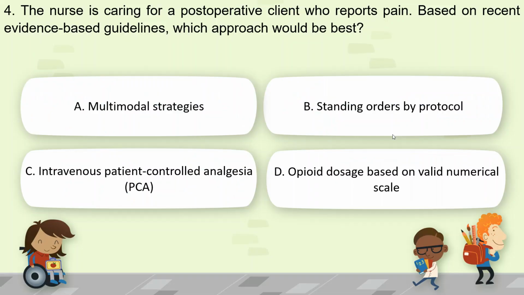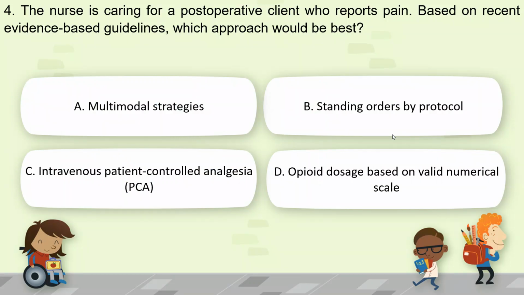Four. The nurse is caring for a postoperative client who reports pain. Based on recent evidence-based guidelines, which approach would be best? A. Multimodal strategies. B. Standing orders by protocol. Letter C. Intravenous patient control analgesia. Letter D. Opioid dosage based on valid numerical scale.